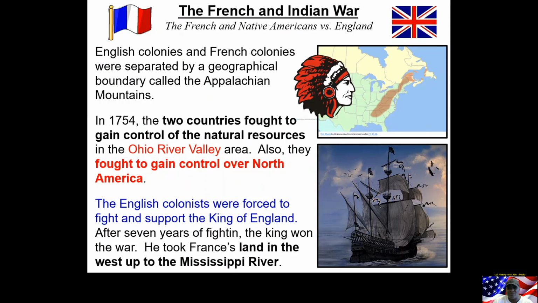Now, rivers are very important for two main things. Whenever you hear rivers, two things come to your mind automatically: transportation and trade. Transportation and trade. A country will fight and kill people over a river. Over a river. Because of transportation and trade. That's money. That's what people want: money.